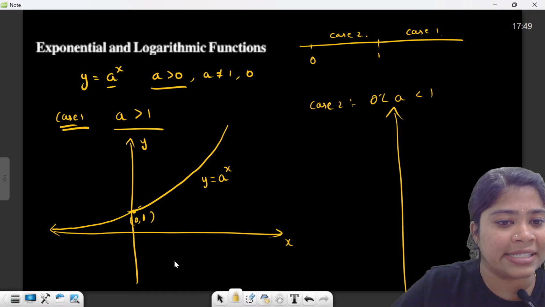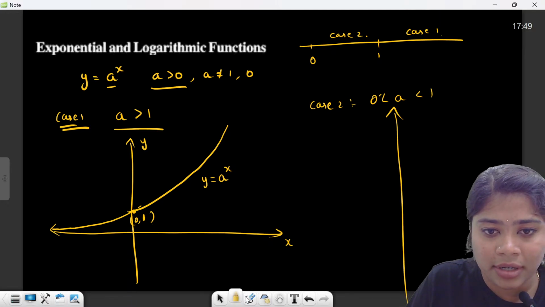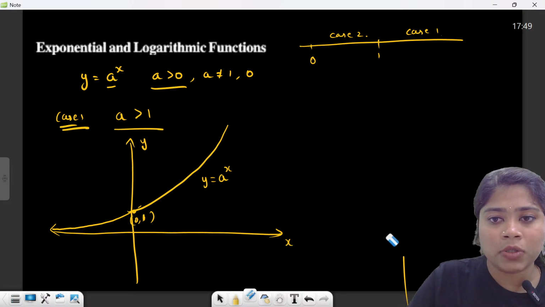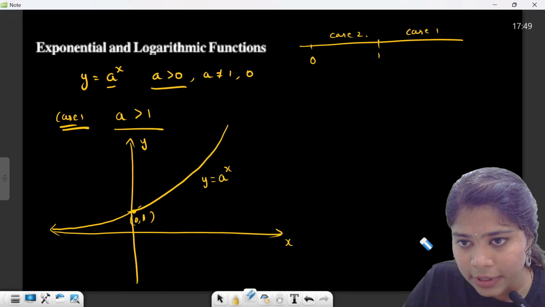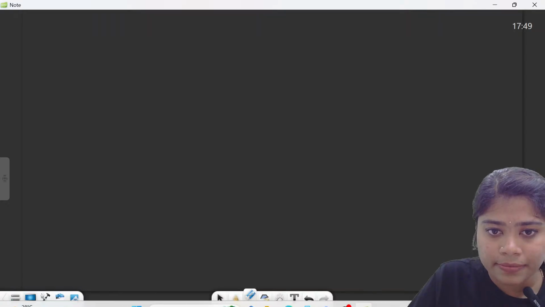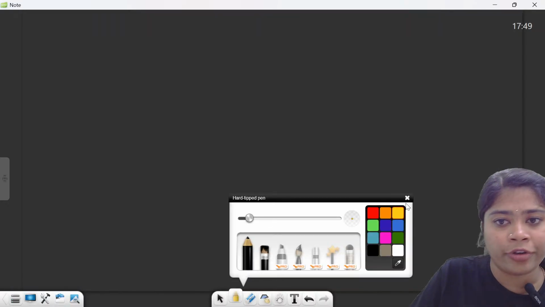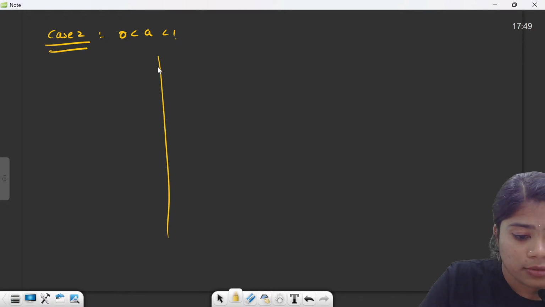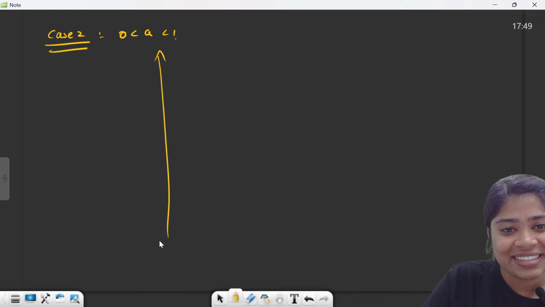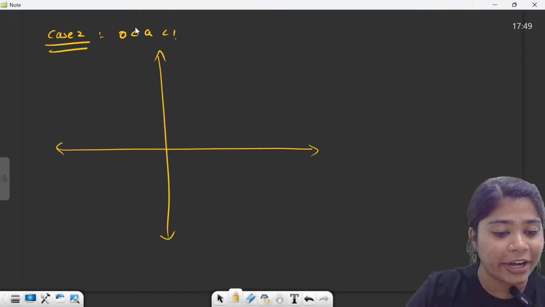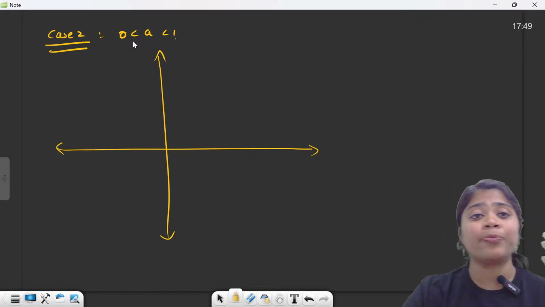I think you can't see this, so better I will take another slide to draw the diagram. So I'm going to draw case 2 here. Case 2: what is it? A is between 0 and 1. In this scenario, what can you do? A is between 0 and 1.